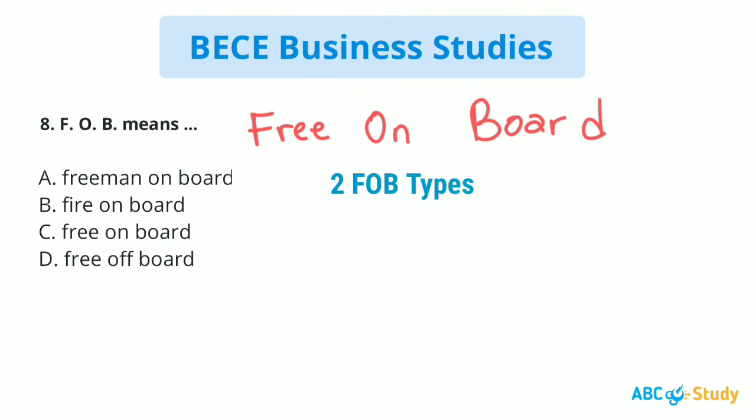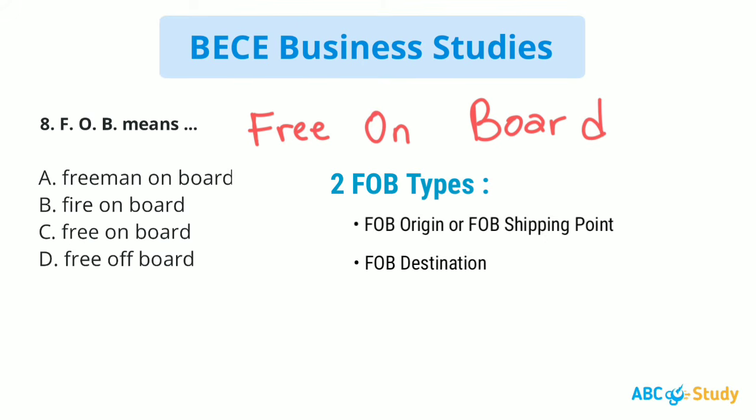And we have 2 types. There is FOB origin, which is the same thing as FOB shipping point, and the other type is FOB destination. FOB origin or FOB shipping point means that the purchaser, or the buyer, like you, will be the one to pay for the shipping cost from the factory or warehouse where the goods are produced, and you gain ownership from where the goods are produced. So that's FOB origin.